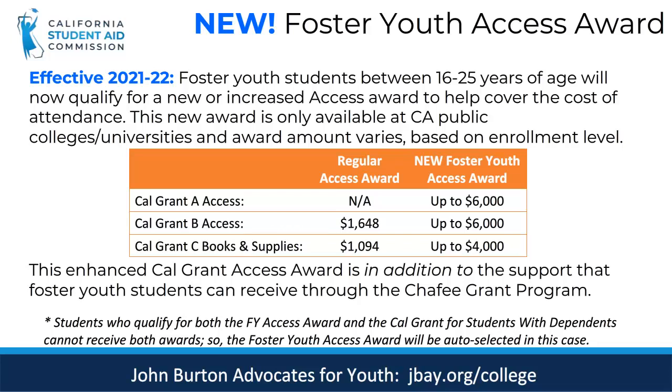In addition, the Cal Grant A Foster Youth Access Award is payable at a community college and therefore will not be placed on Community College Reserve, which is typical for Cal Grant A awarded at a community college. New and renewal Cal Grant B students who are current or former foster youth will see their Access Award increase from $1,648 to $6,000. Cal Grant C students are eligible for a total award not to exceed $4,000. Students who qualify for both the Foster Youth Access Award and the Cal Grant for Students with Dependents are only eligible for the Foster Youth Access Award.